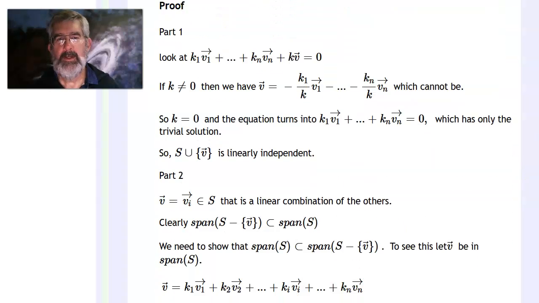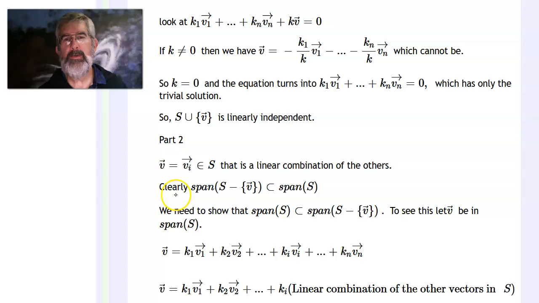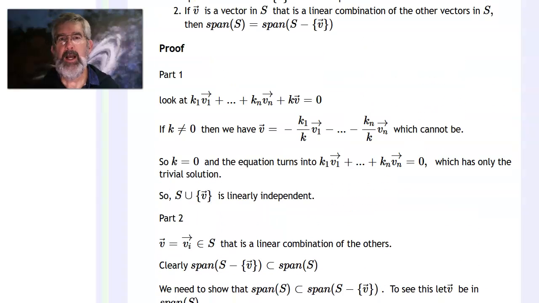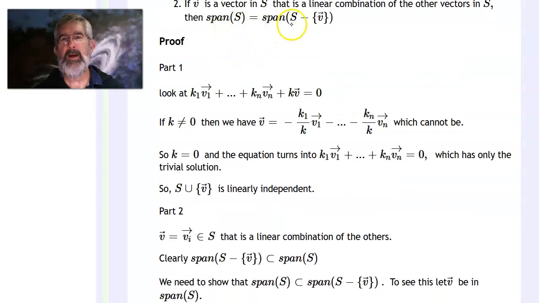Now, part two. Part two is saying, suppose there's a V in S that's a linear combination of the other ones. So S is V1, V2, V3 up to Vn, and one of those, I'm going to call it Vi, is the vector that's a linear combination of the others, right? So Vi is a linear combination of the others. Now, what does the statement say? I want to show that the span of S is the span of S minus V. So this set is equal to that set.